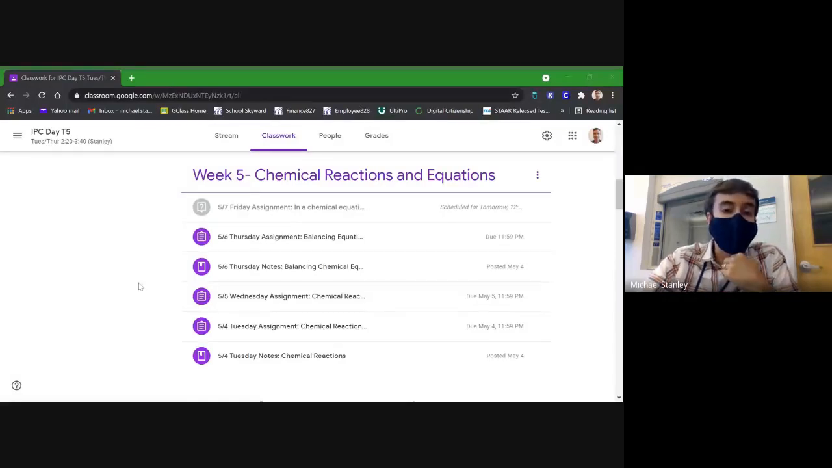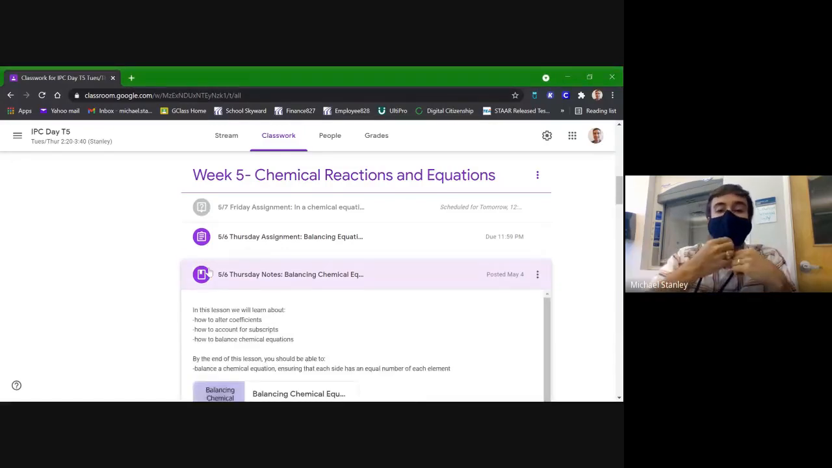So today we're going to be talking about something called balancing chemical equations or balancing reactions. It's a process by which scientists figure out exactly how many of each atom are in a chemical reaction.